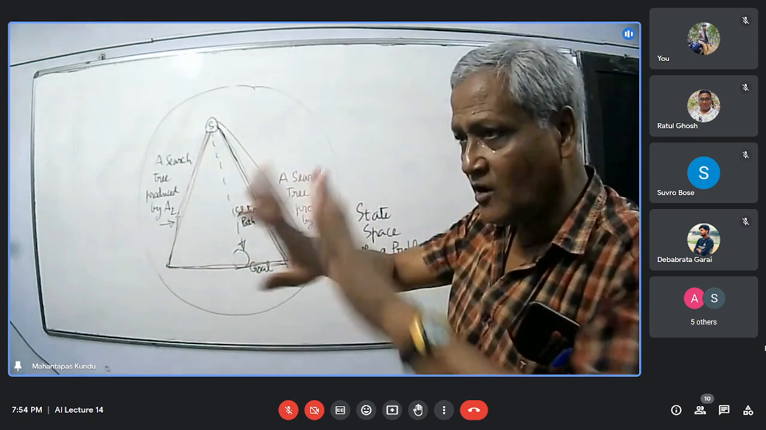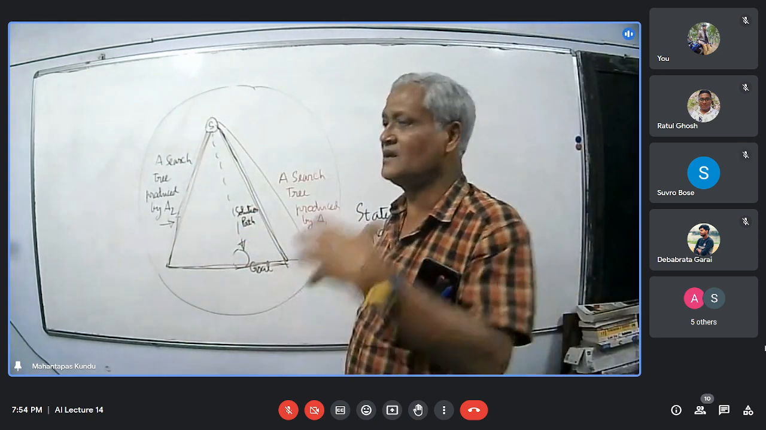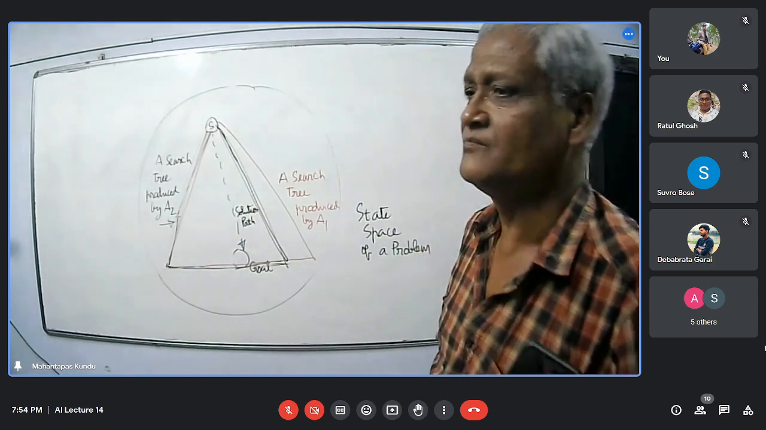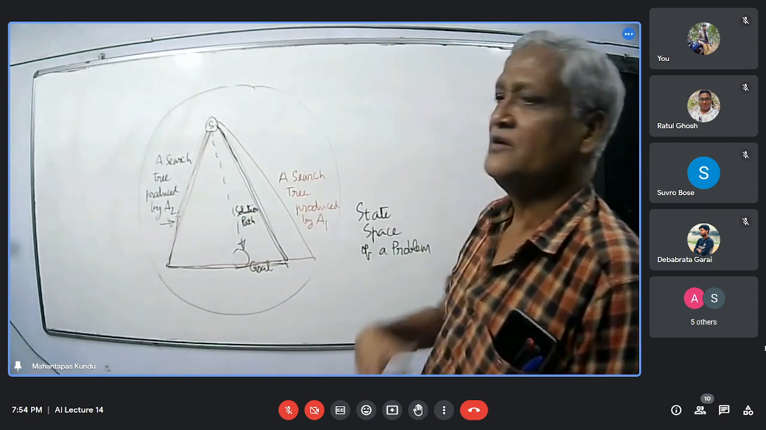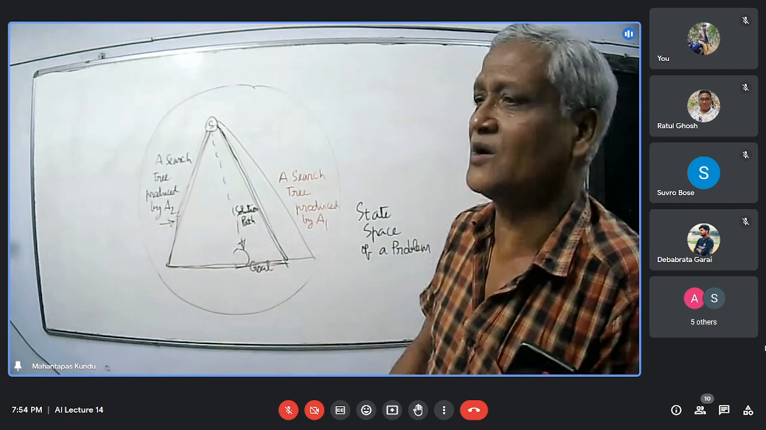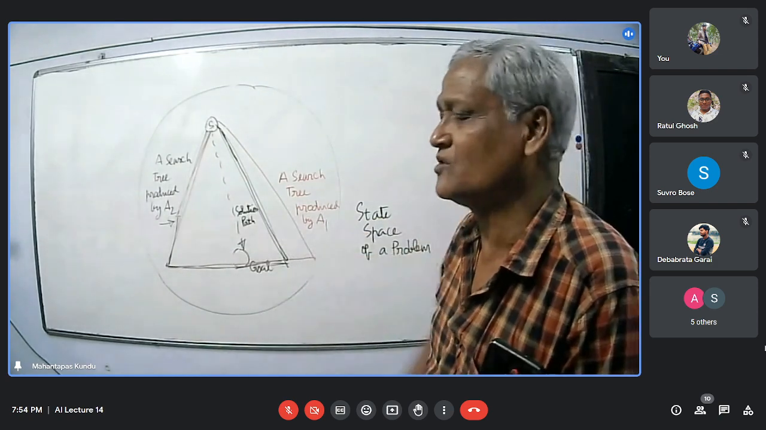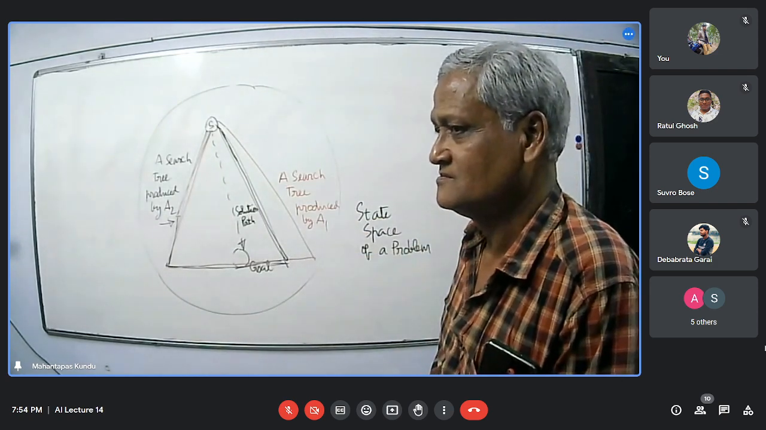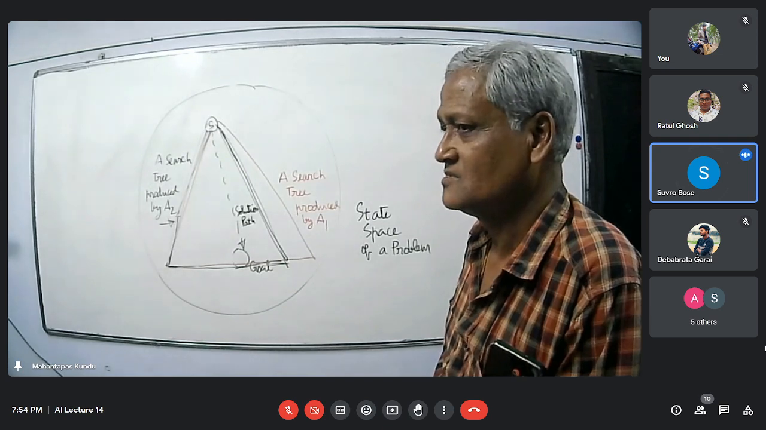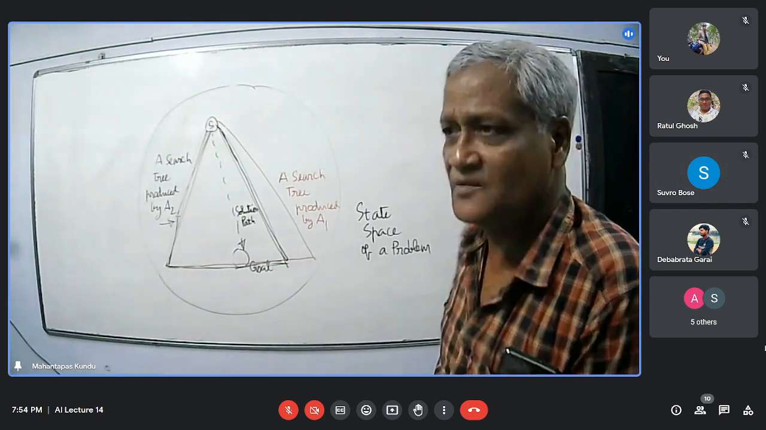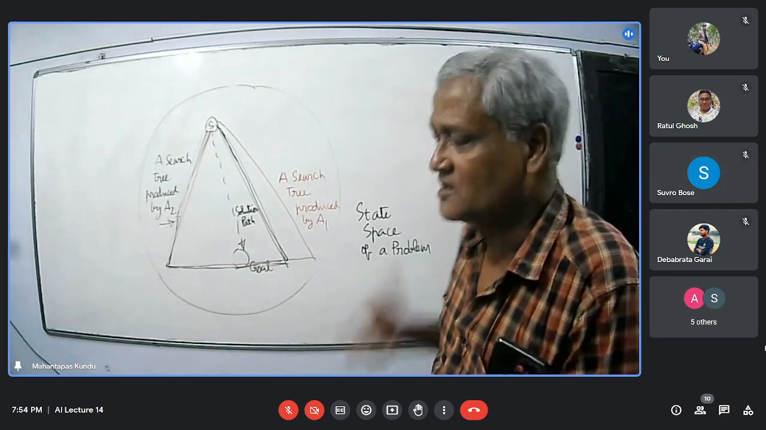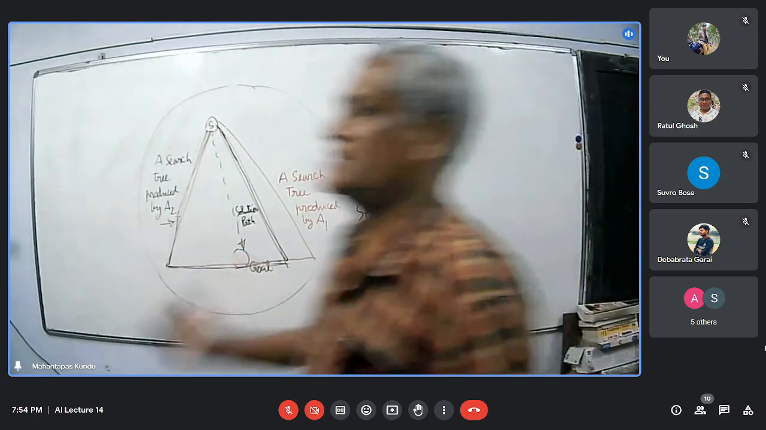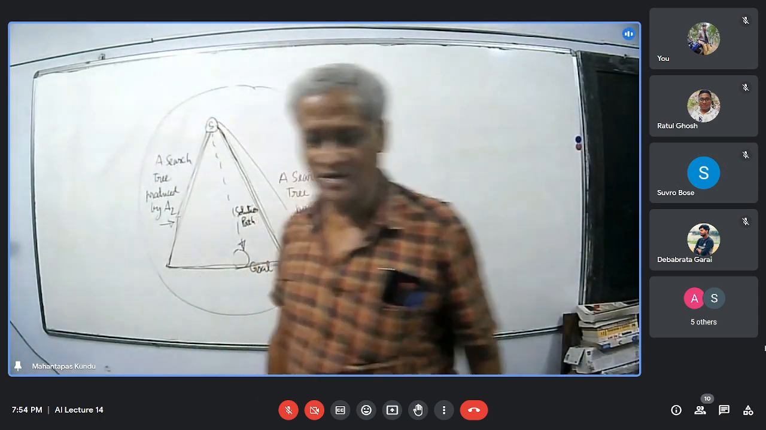That means in no way, by using a less informed algorithm, can you generate a lesser number of nodes compared to a more informed algorithm. So this is the significance of using a more informed A-star algorithm for solving a problem.